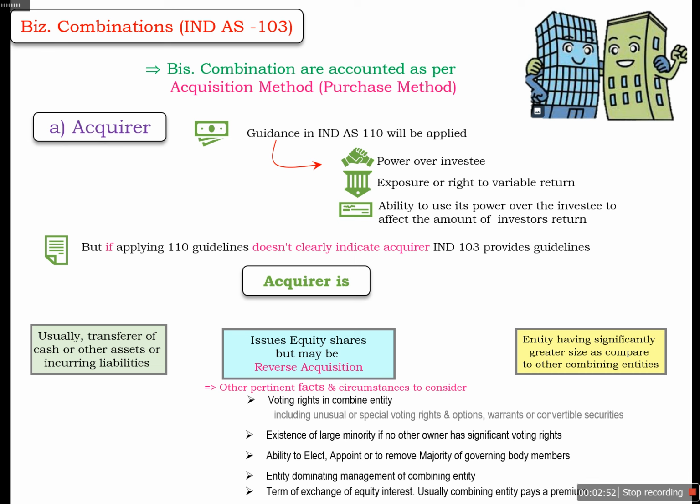So when we identify the acquirer, first we need to check the IND AS 110 guidelines, and if there is no clear-cut indication about the acquirer, then we need to check these three conditions. Those are given under IND AS 103.